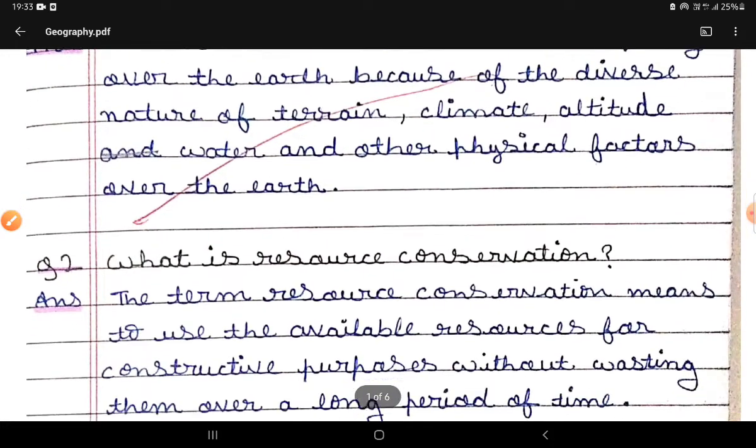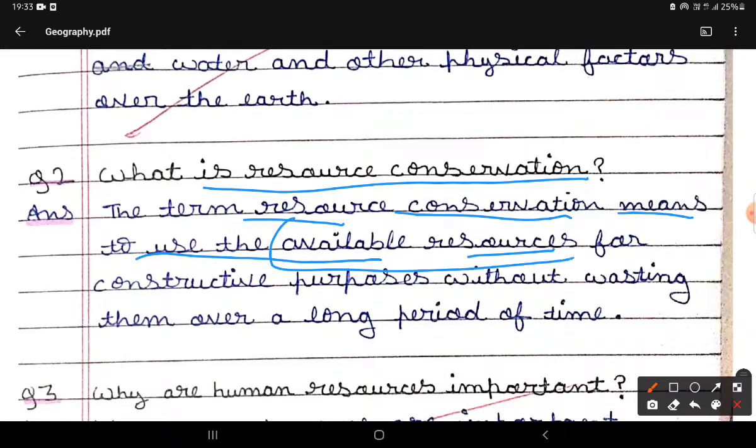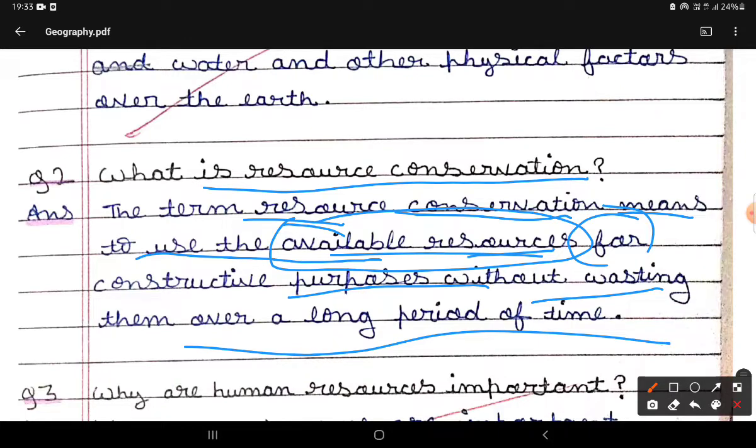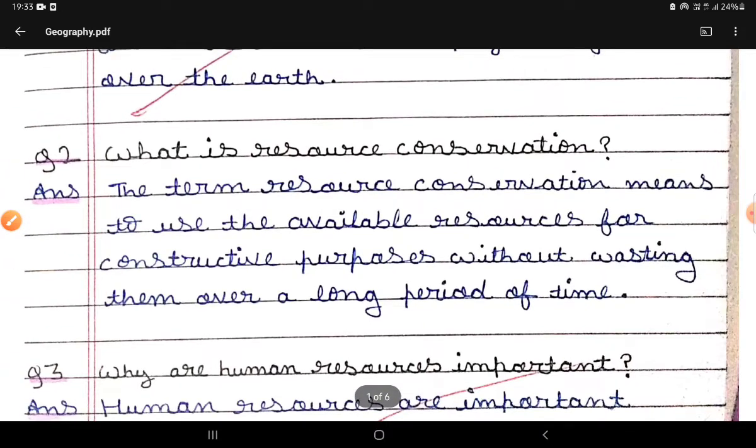Okay, next question is, what is resource conservation? The term resource conservation means to use the available resources, don't waste the resources, use only the available resources for constructive purposes without wasting them over a long period of time. If you are not using the fan, just close it. No need to waste the electricity. You have sometimes seen this thing, that when you leave your room for some time, or you go to the toilet, your mom and dad scold you, why have you left the fan open, so you have to close it.